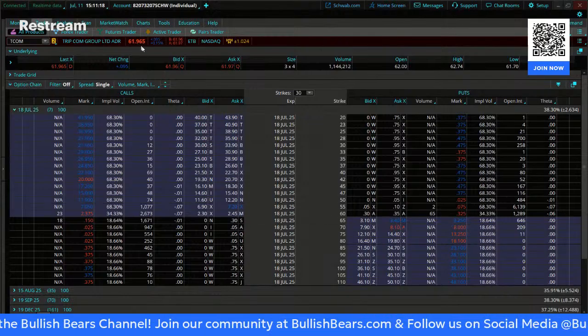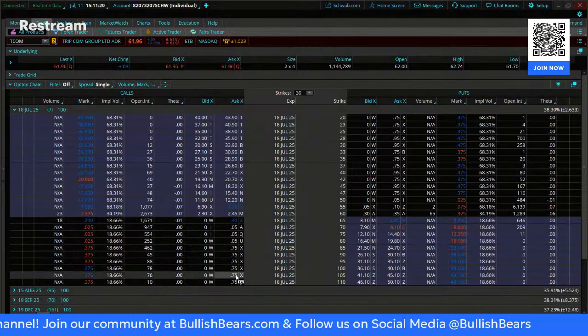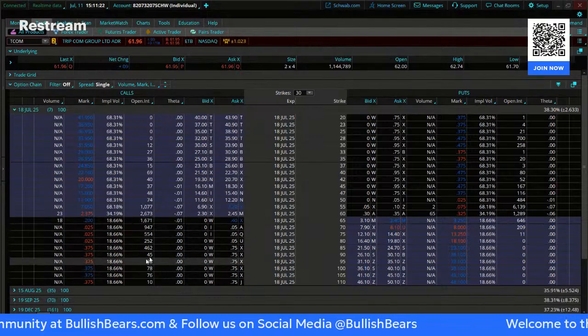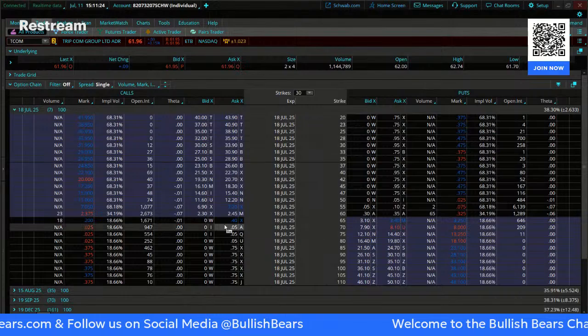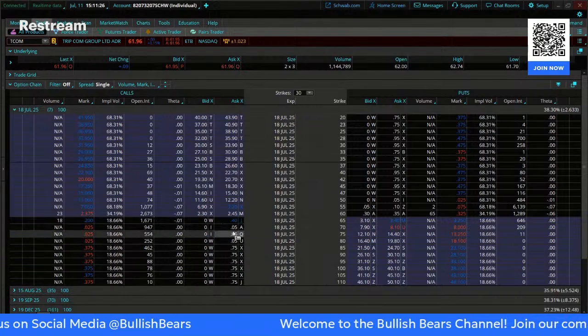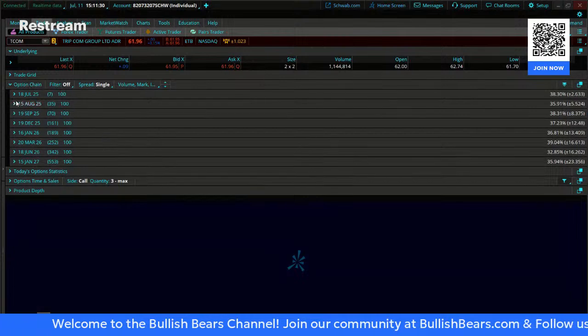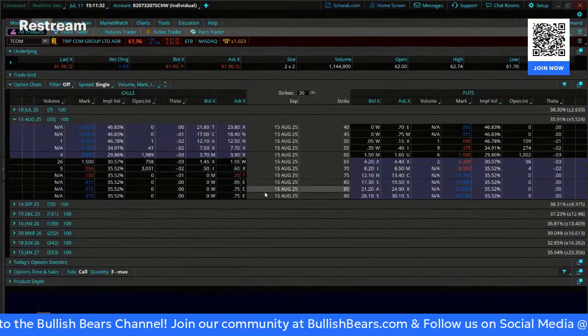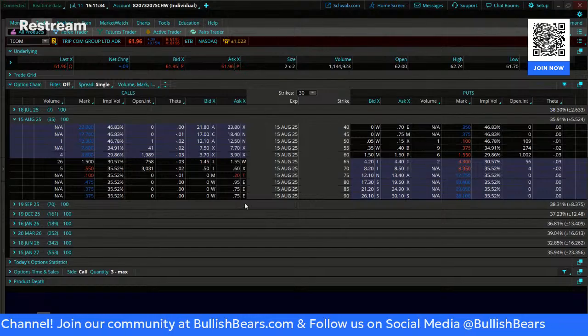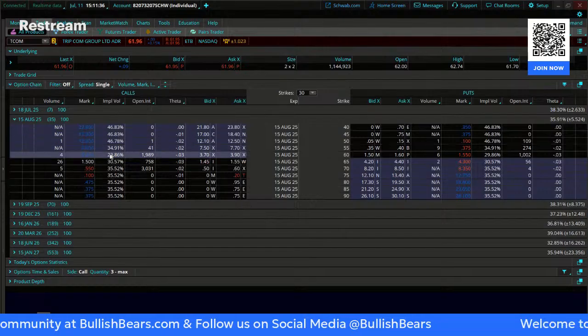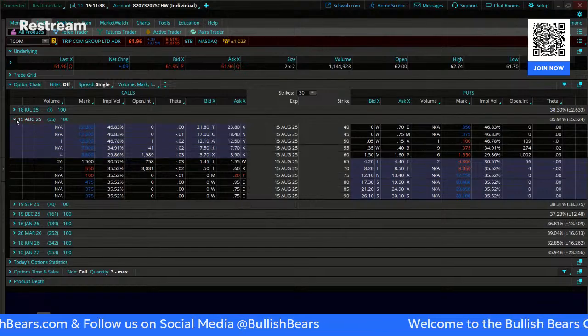$5 wide strikes on a company less than $100, no trade activity, no volume, really wide bid ask spread, a bunch of bag holders. All of those are signals that say these are really, really bad options. And if I try to trade them, I'm just going to get hurt. So we know to leave it alone and move on to something else.